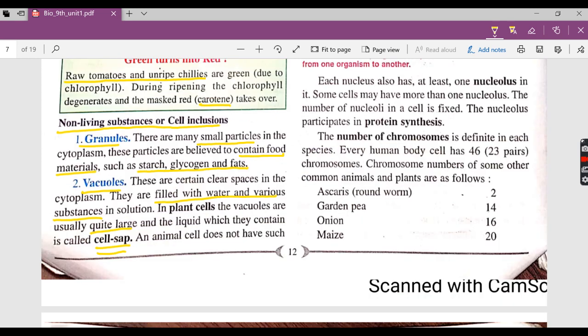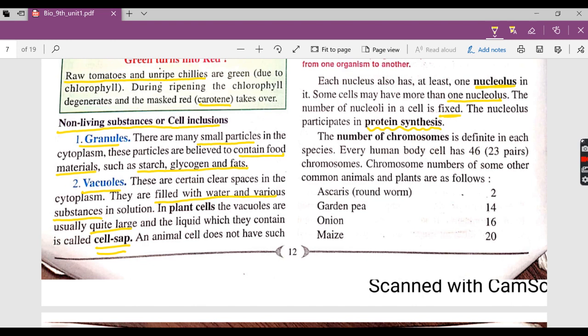A nucleus also contains at least one nucleolus. Now, nucleolus is like the brain of nucleus. Some cells may also have more than one nucleolus, but the number of nucleoli in a cell is fixed. That is, if one nucleolus is present in the nucleus of one cell, the entire body will have the same number of nucleolus. It participates in protein synthesis.